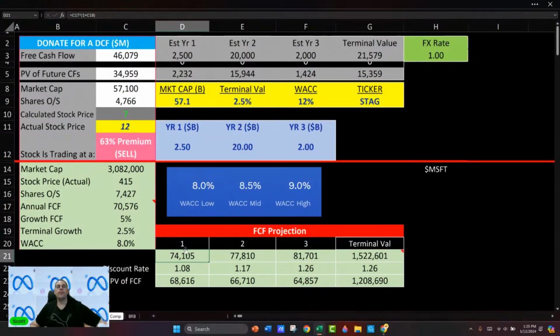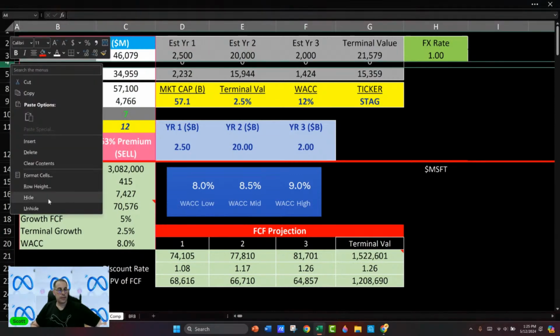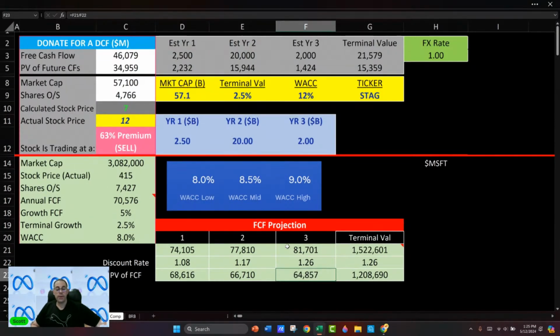If you were to receive $74 billion in 1 year, that's equivalent to $68 billion today, because we're using an 8% discount rate. That's Microsoft's personal discount rate. And $82 billion in 3 years is equivalent to $65 billion today. So you see 82 billion is less than 74 billion.